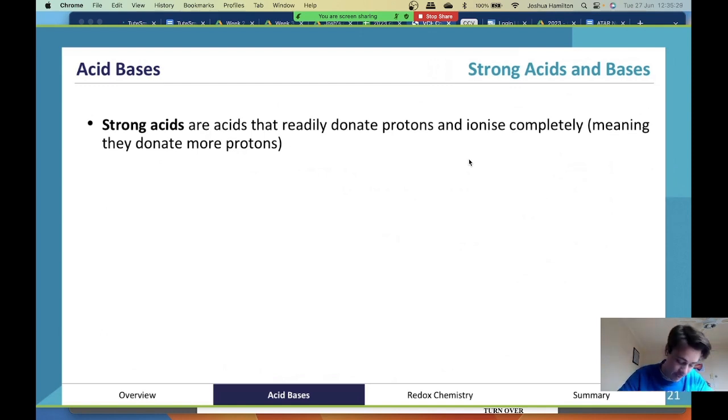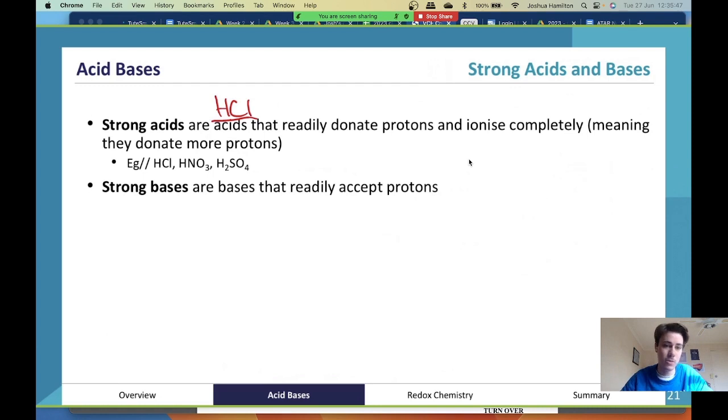An example of that is HCl. HCl is a strong acid, but it only has one hydrogen, so it's monoprotic because it can only donate one. There's no way it can donate two, or three, because it only has one to donate. So as you can see here, HCl, HNO3, H2SO4. Strong bases are bases that readily accept protons. Exactly the same concept, but the other way around, because they accept protons.